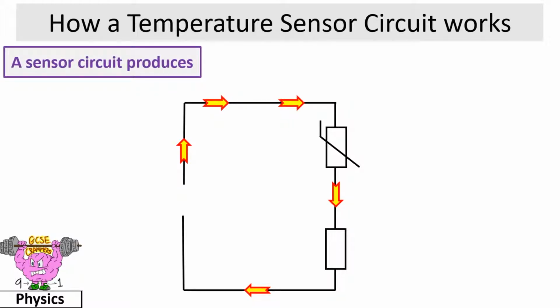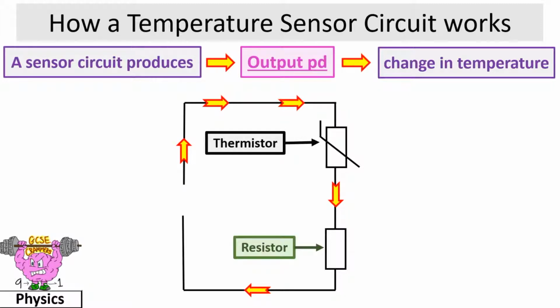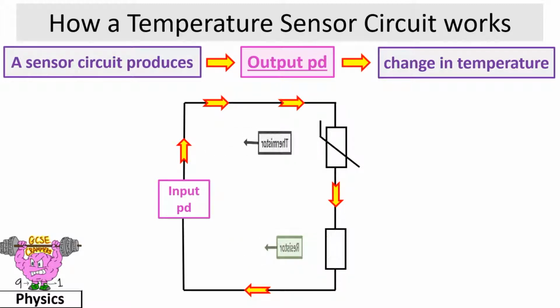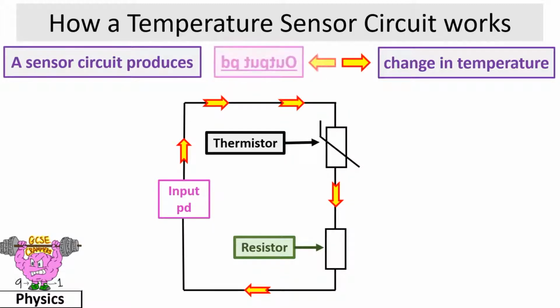A sensor circuit produces an output PD or potential difference, which changes because of a physical variable like a change in temperature. A sensor circuit consists of a potential divider, which is made using a thermistor and a resistor. We have the input potential difference from the power supply, which flows around the circuit through the thermistor and then the resistor. Because the thermistor and resistor are in series, they share out the input PD relative to their resistance. Relative to their resistance means the component with more resistance will take a bigger share of the output potential difference.